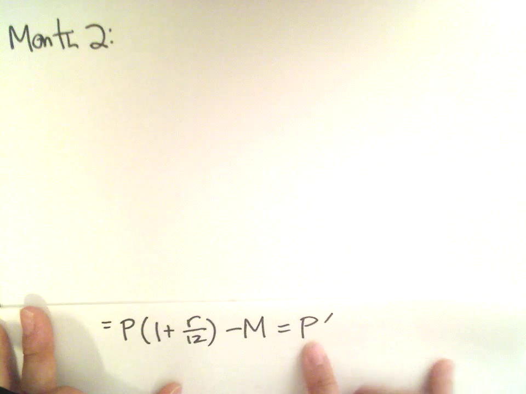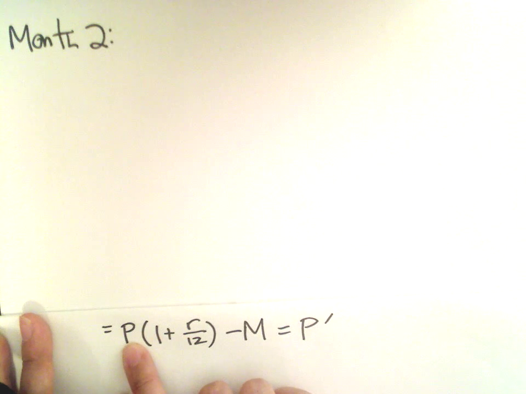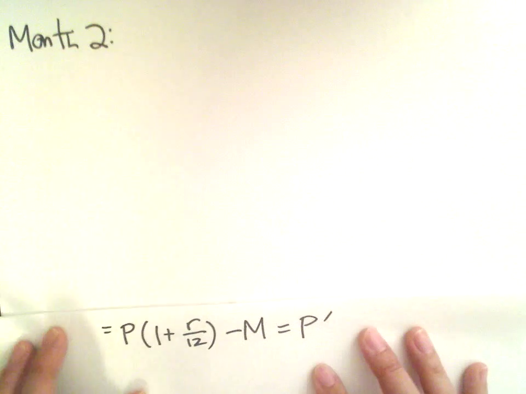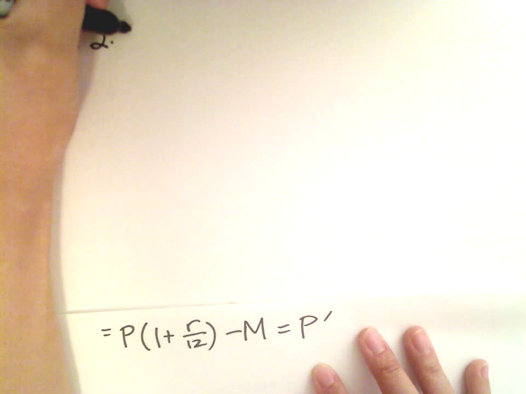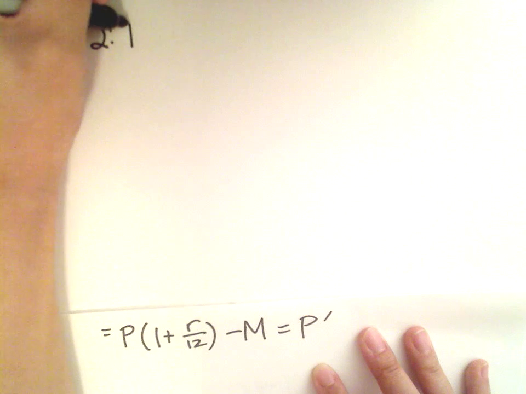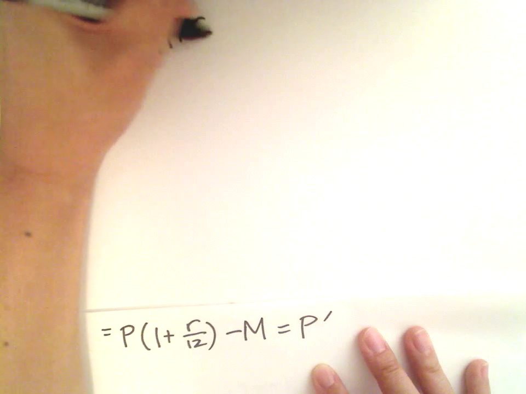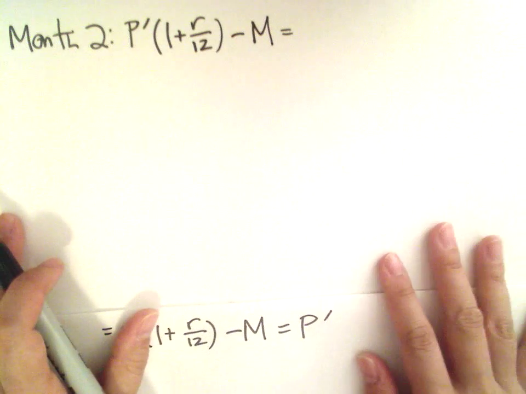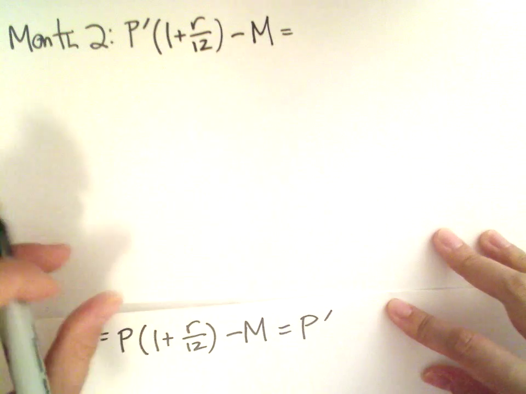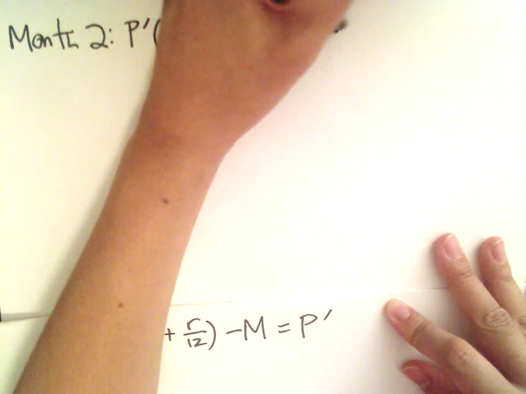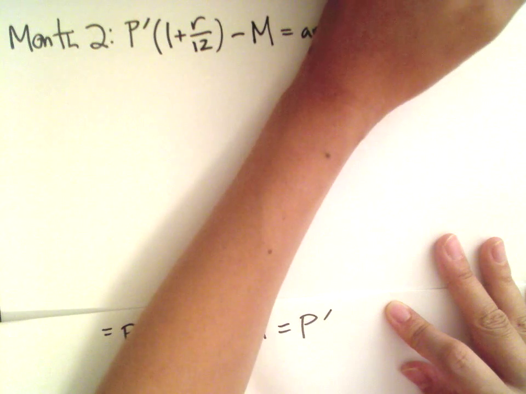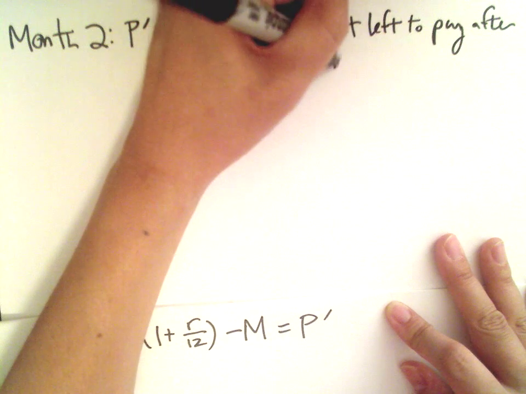So we're going to use this P prime instead and substitute it in for this P. So this was the original amount, but once you've accrued interest and subtracted the monthly payment, you have something that's smaller. So that's the amount that's now accruing interest. So that's P prime times 1 plus R over 12 minus M is going to be the amount left to pay after month 2.